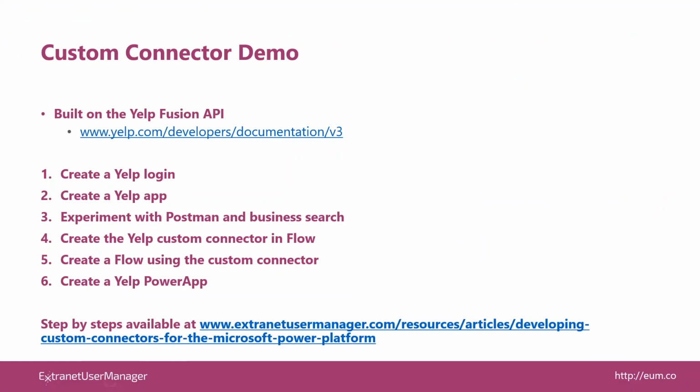So we've gone through the custom connector demo. We created the Yelp login, the Yelp app. We played around with Postman. We first started in Flow to define the custom connector. Then we built a flow using that custom connector. And the nice thing with Flow and Power Apps is they're very connected, pardon the pun, with each other. So once I've created that custom connector in Flow, it's already available in Power Apps, so I was able to build the Yelp Power Apps app through that.